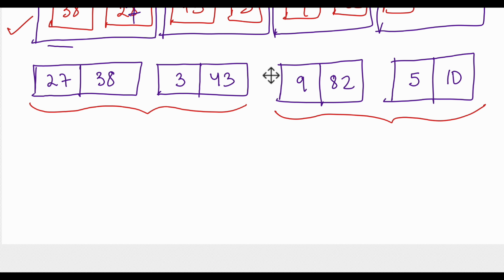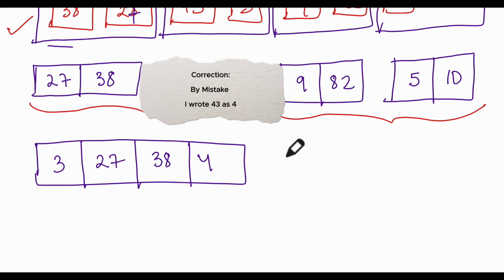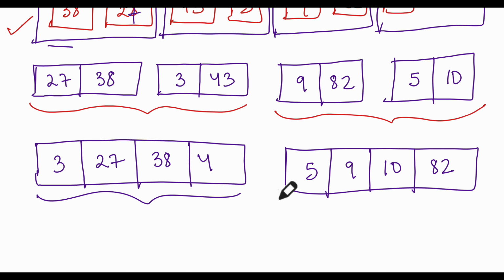Now, if you come back here, how this sorting will be done is that now you have this particular part. So once you combine, this particular list will become 3, 27, 38 and 43. Okay, and this will become 5, 9, 10 and 82. Okay, now we are left with two lists. So we simply have to merge them together by sorting.